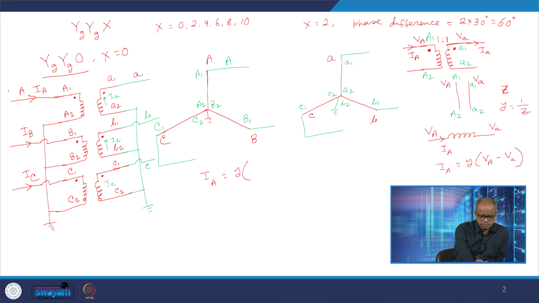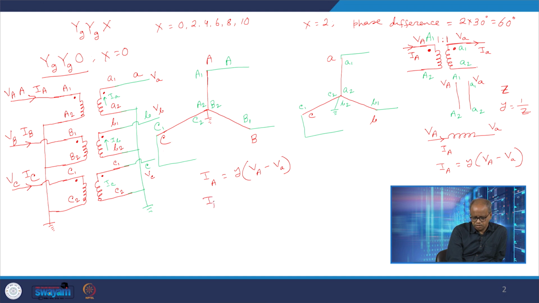So this voltage is V capital A, this voltage is V capital B, this voltage is V capital C, this voltage is V small a, this is V small b, and this voltage is V small c. So obviously, from here I can see that the potential across the terminal A1, A2 is V capital A, and the potential across the terminal small a1, a2 is V small a. So then therefore IA would be nothing but Y into V capital A minus V small a.